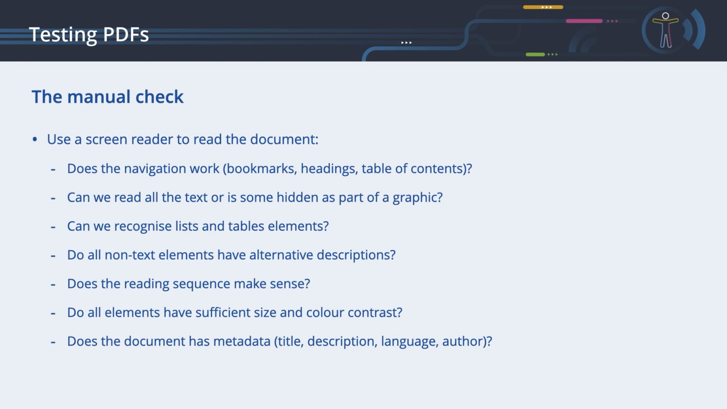Do all elements have sufficient size and color contrast? Are the letters of the fonts easy to recognize? Are the text sizes large enough? Does the document have metadata? Do we have a title and a description so that a person can get an idea of what kind of information this document has to offer? Was the language set so that a screen reader can start reading using the correct voice? What about the author? Let's try it.